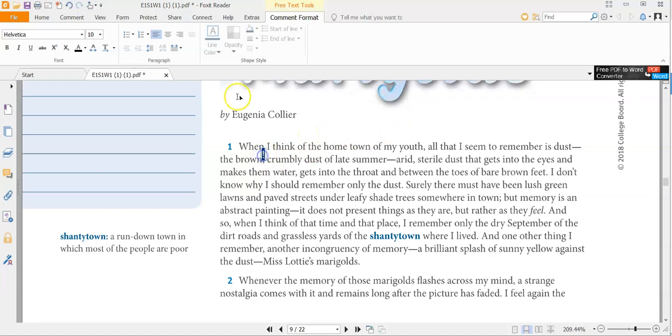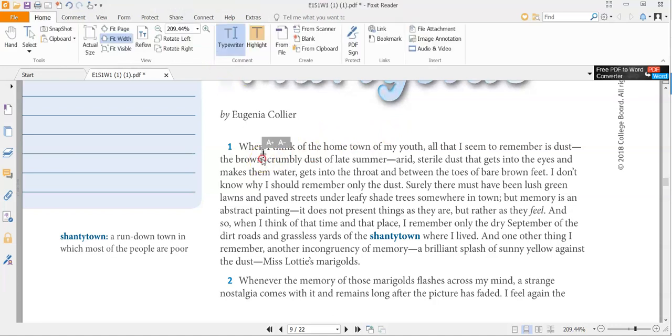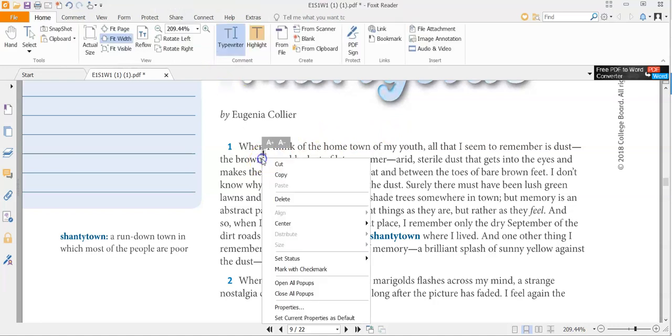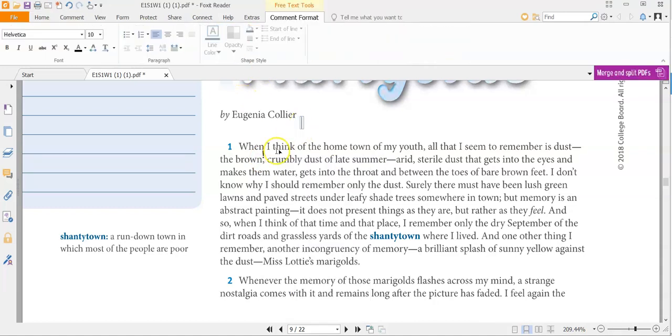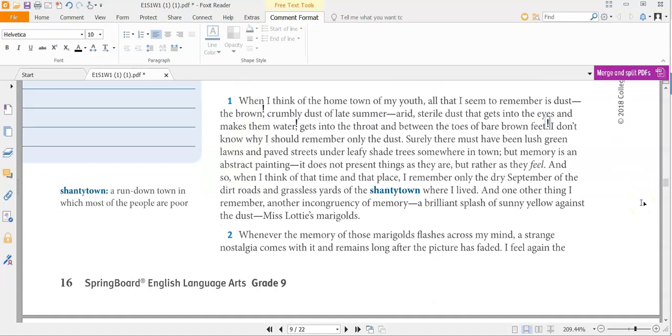And if you want this to stand out a little bit more, you could feel free to change the text color. I think you have to probably play around with the different settings on Foxit, but you can do that if you want to. That gets into the eyes and makes them water, like that's pretty vivid too. I think that really stands out. Gets into the throat and between the toes of bare brown feet. So she's describing the way it feels in your eyes and your toes. So we see a lot of vivid imagery there.